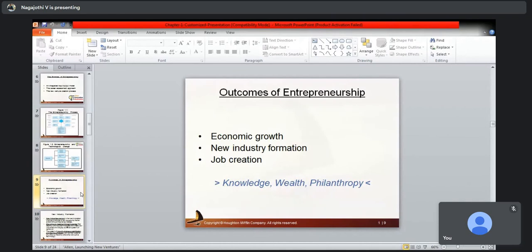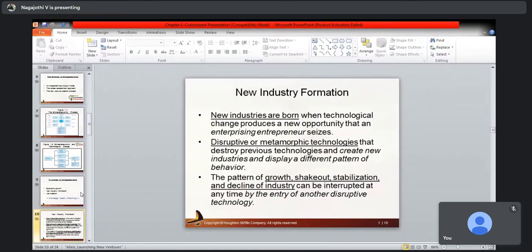So what is the outcome of this entrepreneurship? The economic growth, the new industry formation and the job creation. It is through knowledge that we can create more wealth, and wealth will lead to philanthropy. That's what the majority of organizations are doing. Once they start earning more and more money, it is possible for them to contribute to the society, what we call a philanthropic activity.